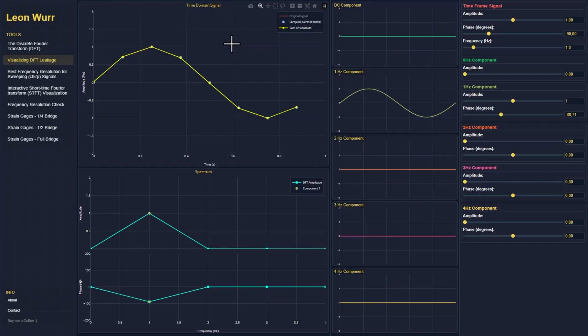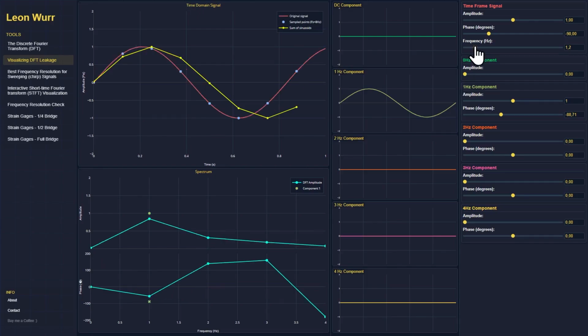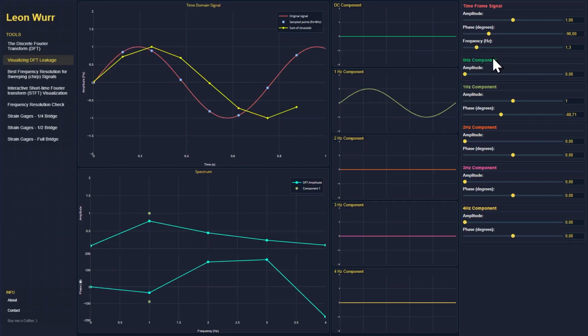Okay, nice, but this is just simple. Let's make it a little bit spicier. I will do that by changing the frequency of the original curve. Let's make it 1.3 Hz. So now this red trace is representing a sinusoid of 1.3 Hz. And why did I choose 1.3? Well, because it doesn't neatly fit within my observation window.